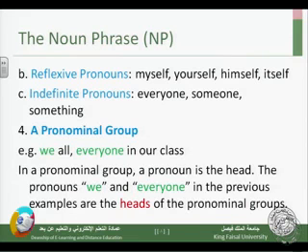So we all, we is the pronoun, all is the modifier. Everyone in our class, everyone is the pronoun, and it is the head here, and in our class is the modifier. So in a pronominal group, a pronoun is the head. We here is the head, and in we all and everyone in our class, everyone is the head. So they are examples of heads in the pronominal groups.